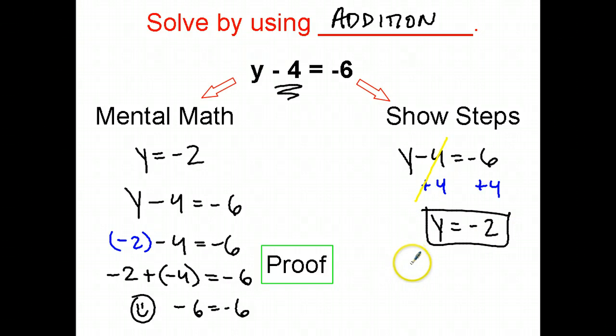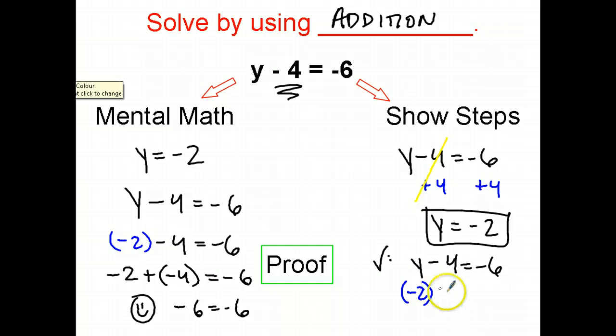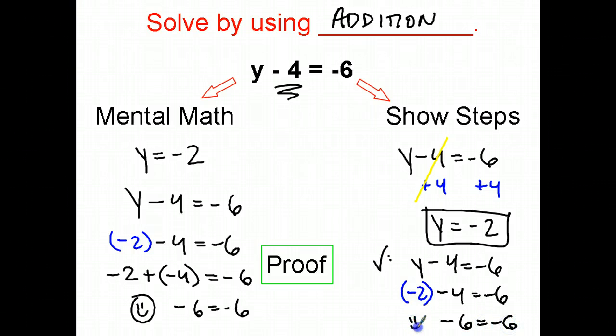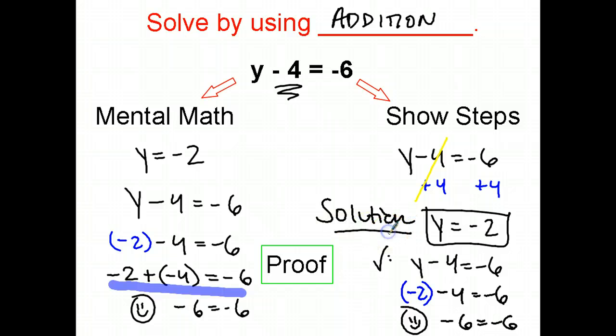And I want to prove my answer like always, so I rewrite. So to check my answer, I rewrite the original problem. And I plug in for y my solution, which we got was negative 2. And negative 2 take away negative 4, we know equals negative 6. Because remember that we could always, if we wanted, turn it into an addition problem just like we did here. So in this case, what that tells us is that y equals negative 2 is our solution, or is the value for the variable.